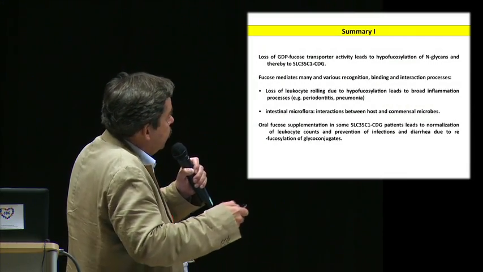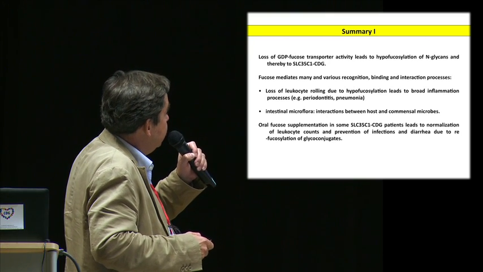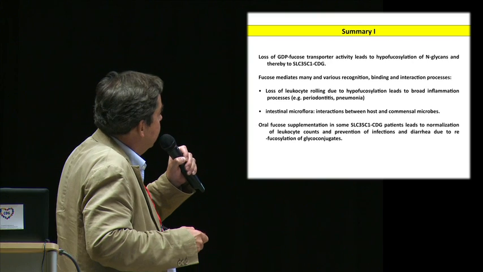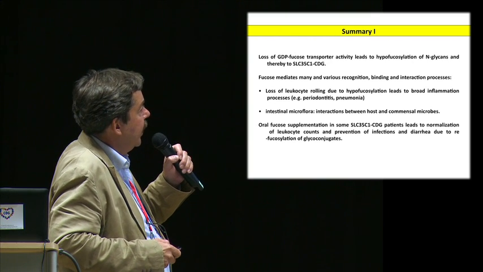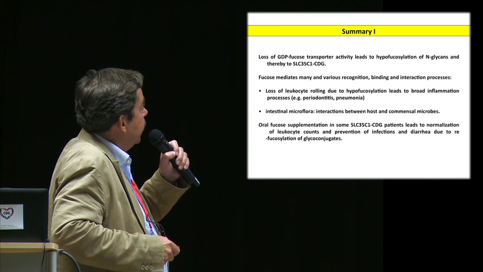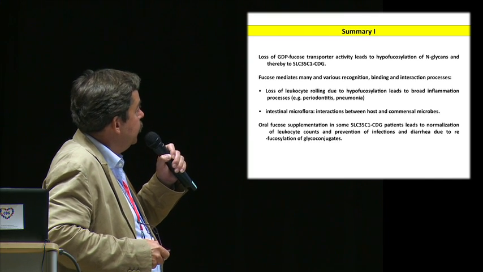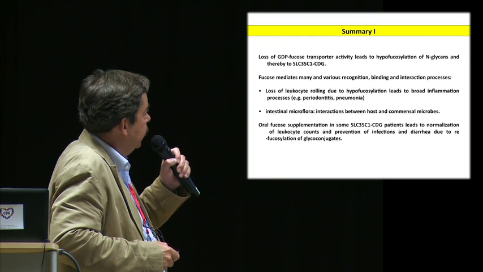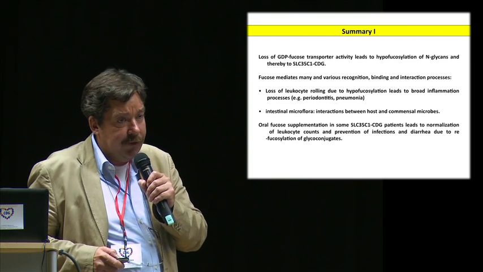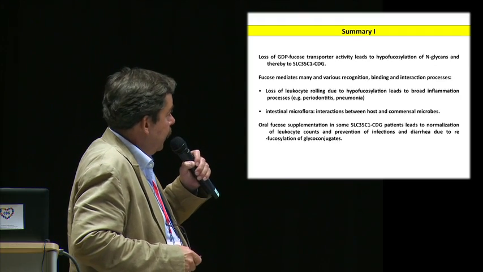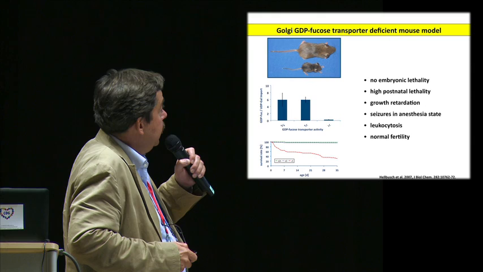So this is just summary one. So fucose mediates many and various recognition, binding, and interaction processes, and the loss of the leukocyte rolling leads to broad inflammation processes, and they are really life-threatening. Perhaps I should go on with it.